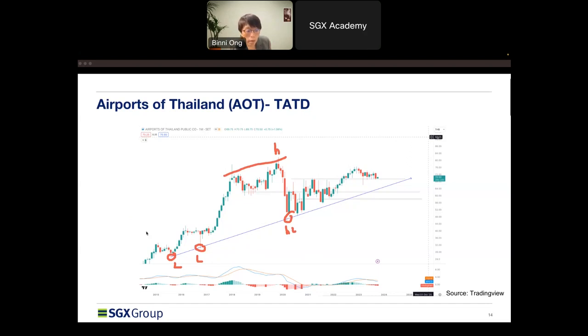But what is important is that in terms of analysis, I also look at the key events. You remember what happened during 2020, and that was COVID.